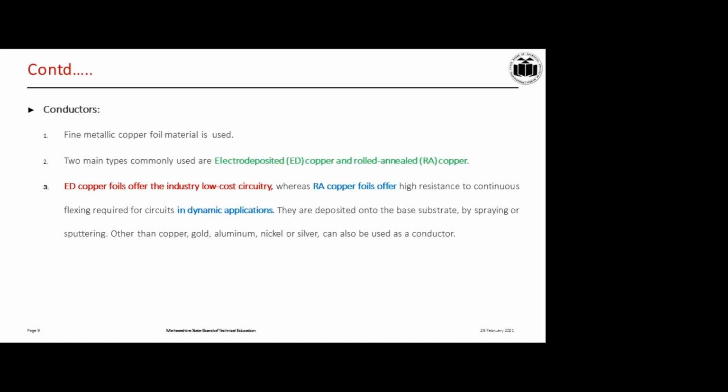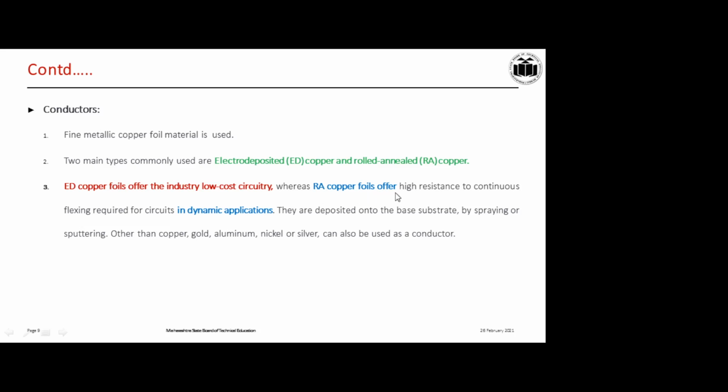Now the third layer over the adhesive is the conductor. These conductors are fine metallic copper foil. On this foil there will be electronic traces, or circuit traces. Now this foil comes in two types. One is the ED copper foil and second is the rolled annealed copper foil. These ED copper foils are basically used for low-cost circuitry, that is, low-cost appliances in industry. For that we use a conductor foil made up of ED.